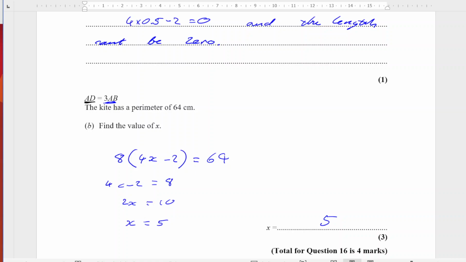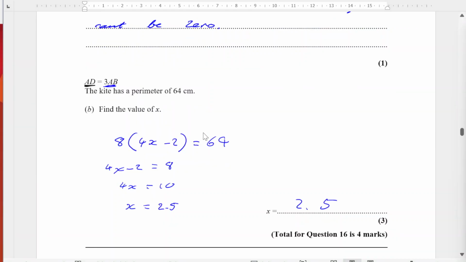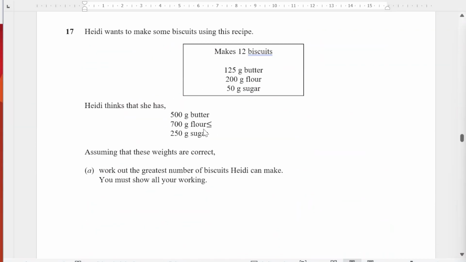So apologies for that. Same process though, it just means that my final figure is going to be 10 divided by 4, which would be 2.5. So I'd made a slight mistake there. I just copied the value for one side down wrong.